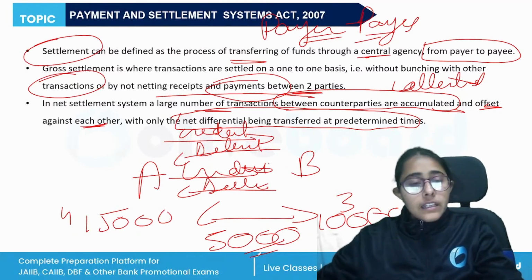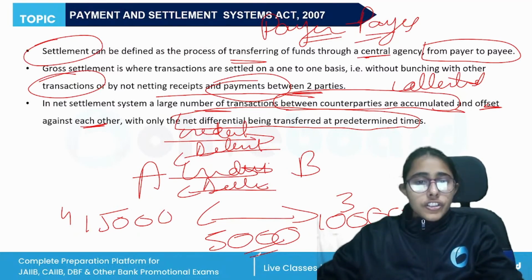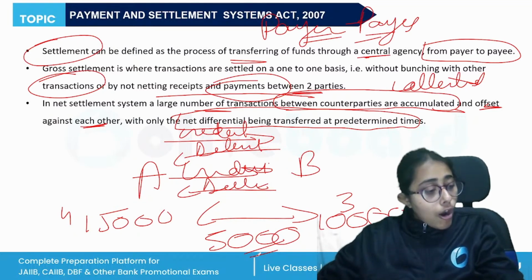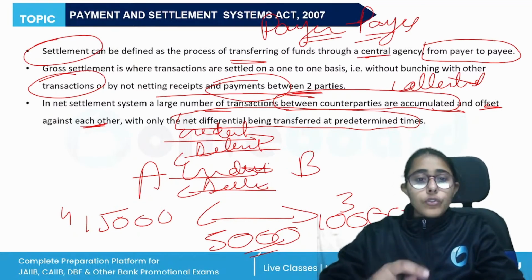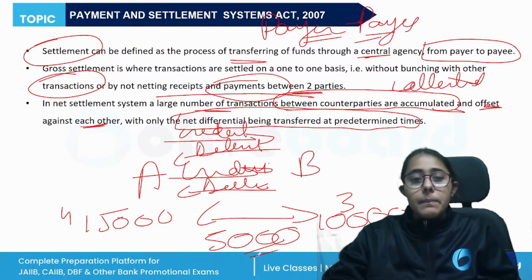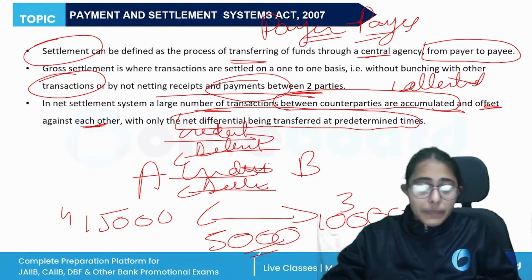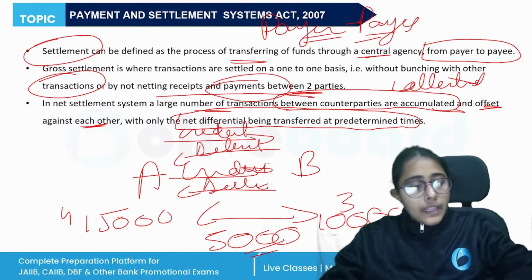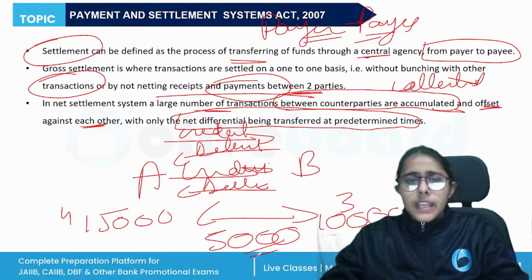So what is being done? A large number of transactions between the counterparties are accumulated and offset against each other, with only the net differential being transferred at the predetermined time period. Alright, so I hope this is clear, the meaning of settlement, gross settlement and net settlement. And apart from that, any other important provisions?